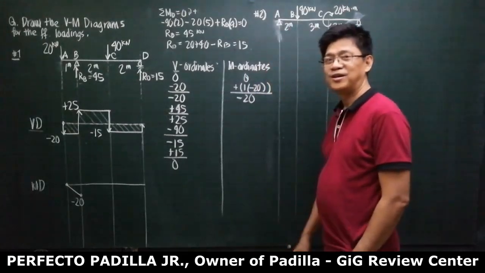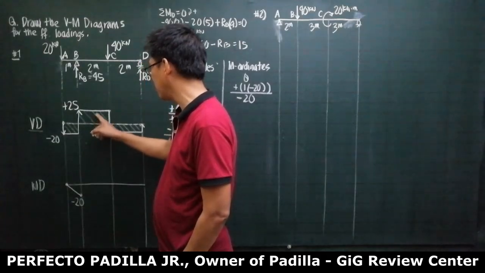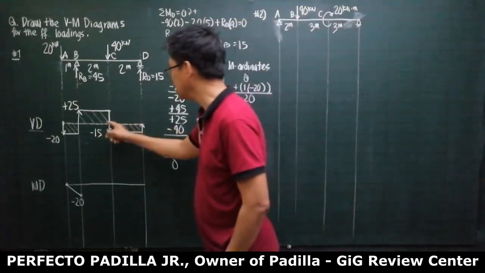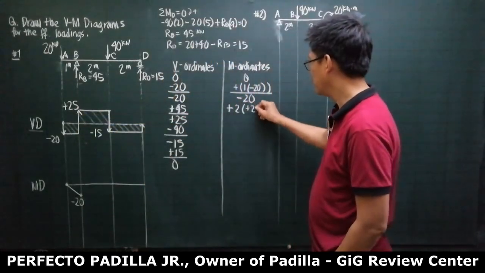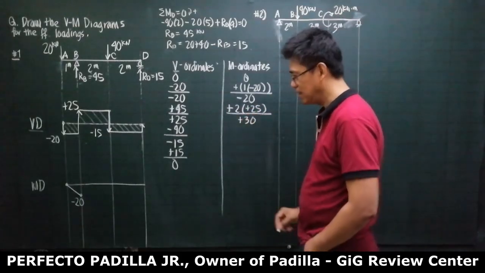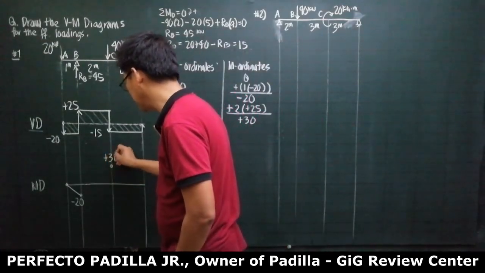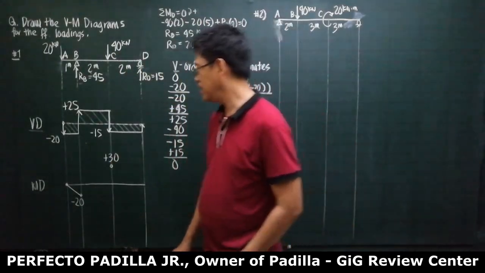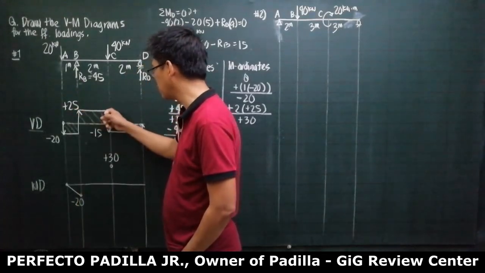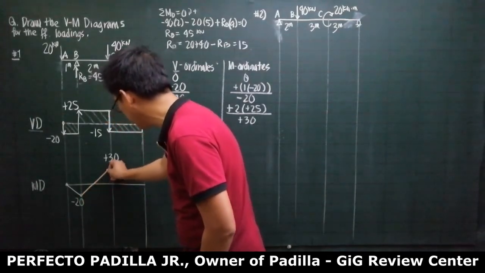You follow? Now, from here to here, minus 20 plus the area of this is the moment here. So it would be plus. The area of this is 2 by positive 25, which is 50. Minus 20 plus 50. So the moment here is going to be plus 30, right? So in here, from here to here, take note that this is 0 degree horizontal. From here to here must be first degree. It must be a straight line.